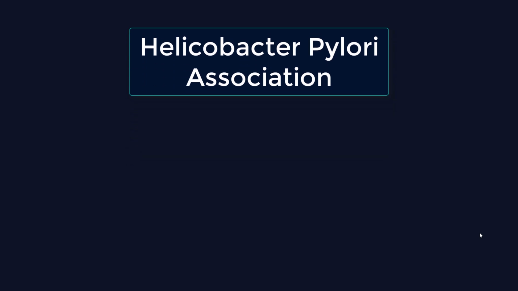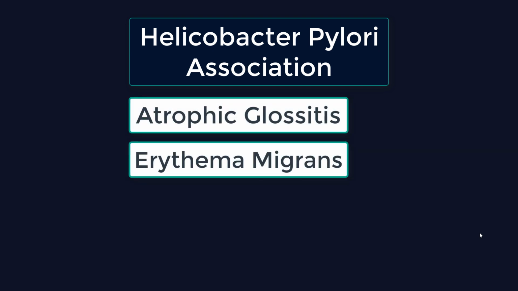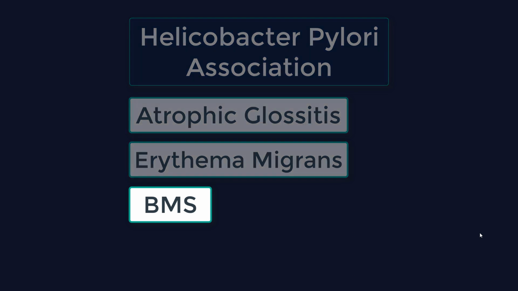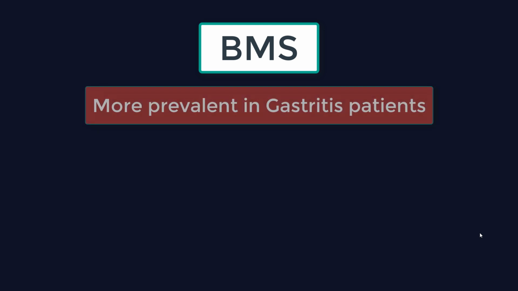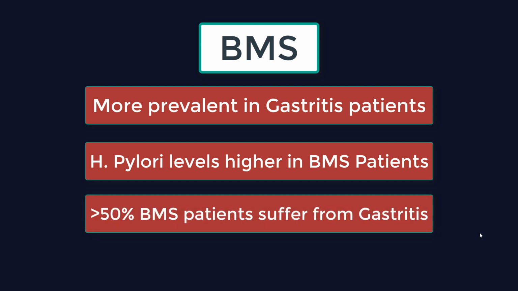H. pylori has also been associated with oral lesions like atrophic glossitis, erythema migrans or geographic tongue, and burning mouth syndrome. I will detail out these other associations in their respective lectures, and you may find these in the lecture catalog on this website. With regards to BMS, it has been found that BMS was higher in patients suffering from gastritis and vice versa, with the levels of H. pylori being elevated in BMS patients when compared to controls. In one study, over half of BMS patients suffered from gastritis. Now, studies regarding this association are still in their infancy, and no further conclusions can be made at this time.